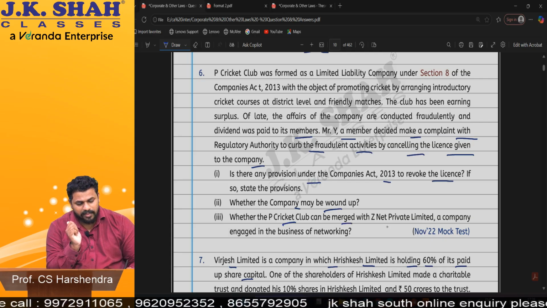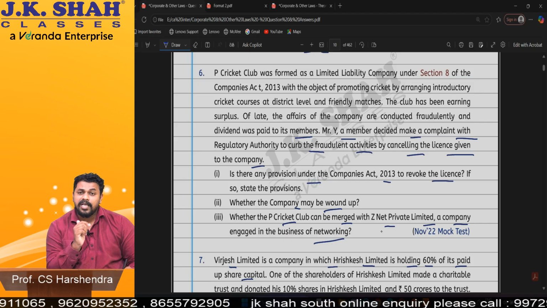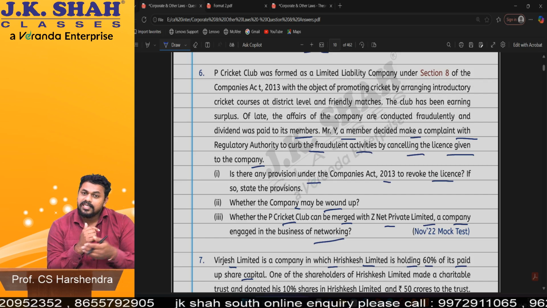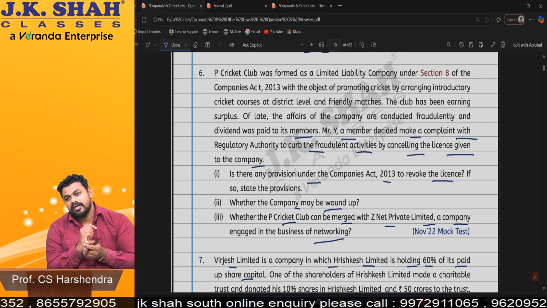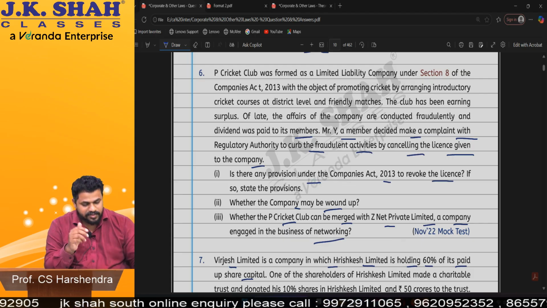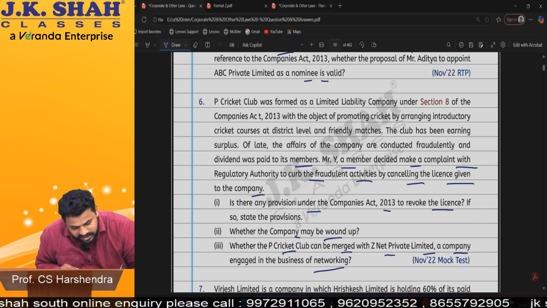Whether P Cricket Club can be merged with Z Net Private Limited, a company engaged in the business of networking? No, why? Section 8 company can be merged only with a Section 8 company, not with this, as this is a profit making company. Am I clear with this thing? Understood? So this came for 5 marks in your examination. I'll show you that question, the exact question.